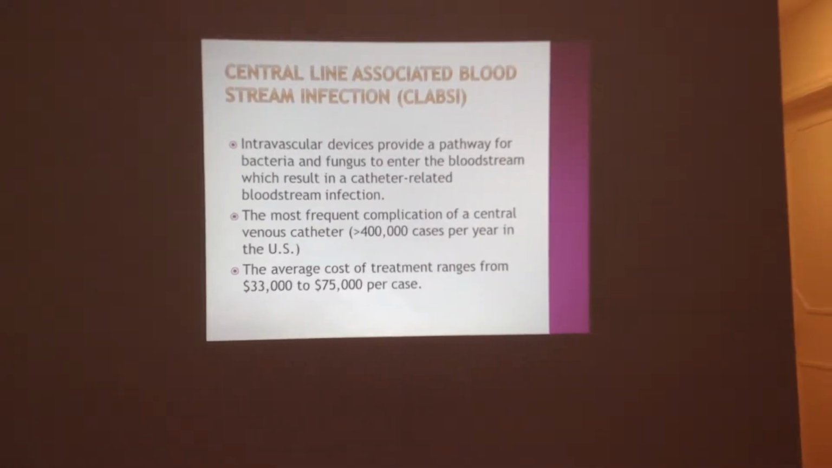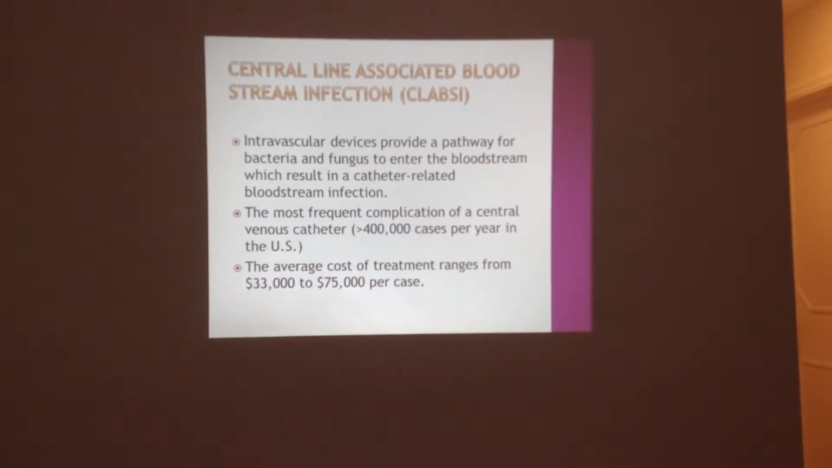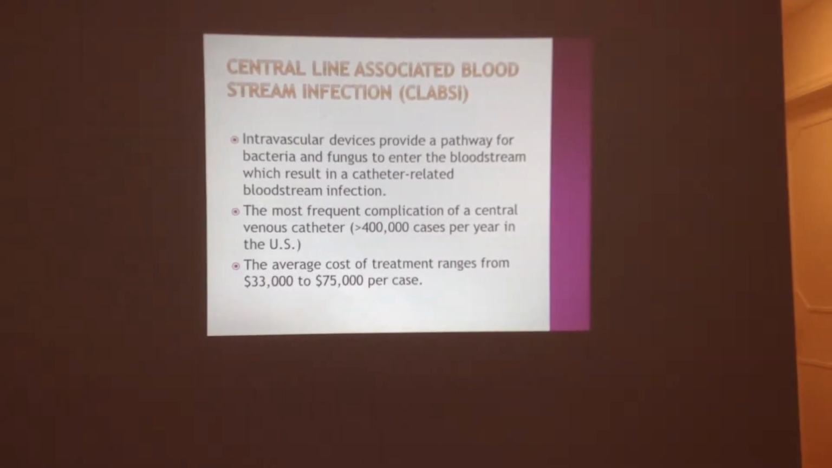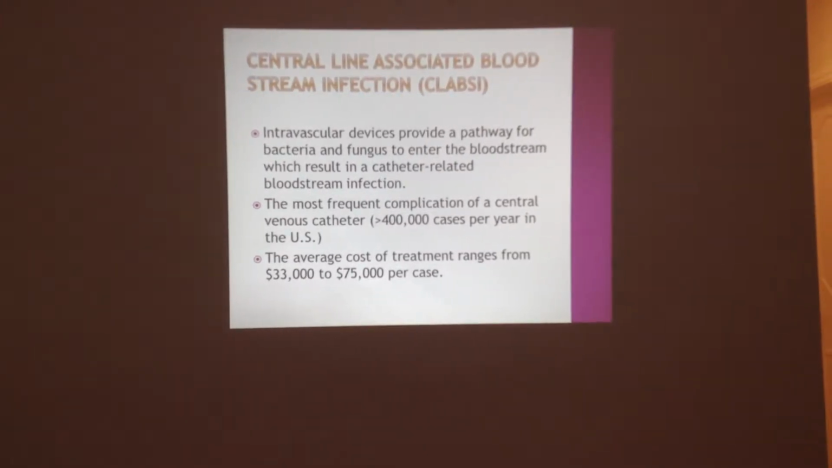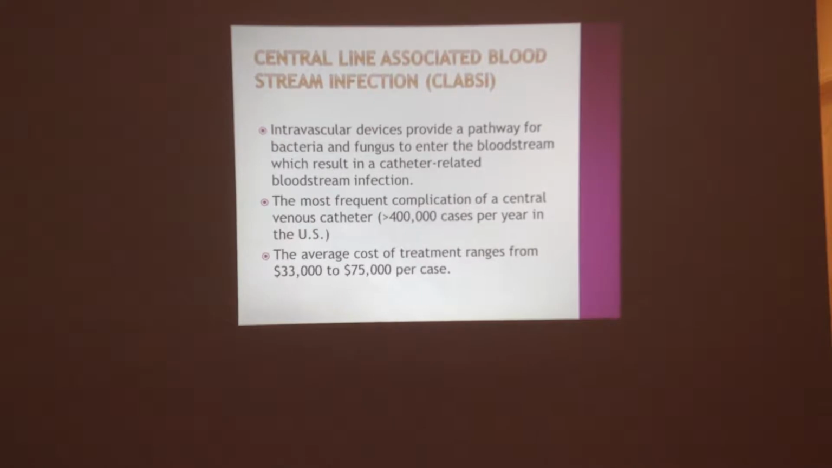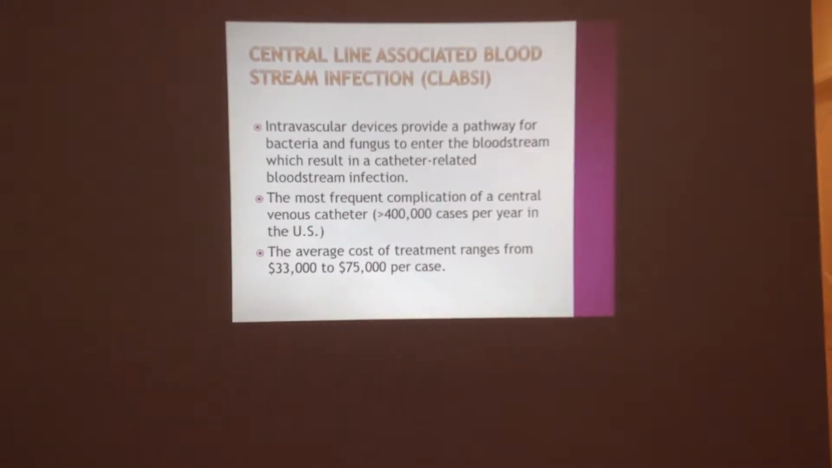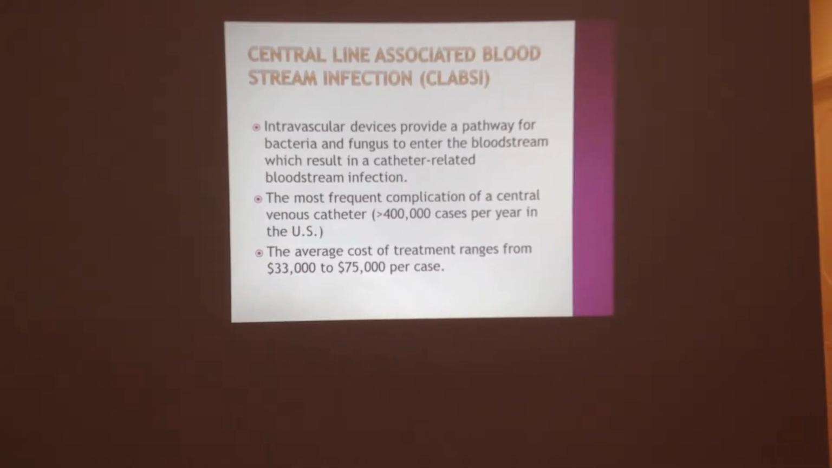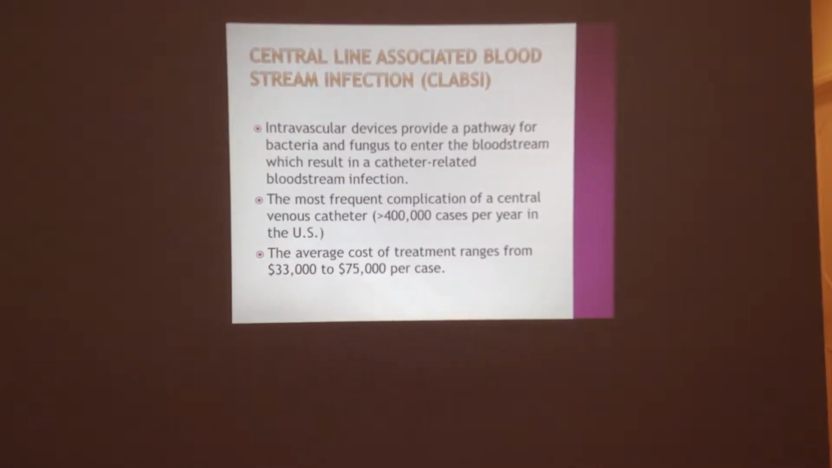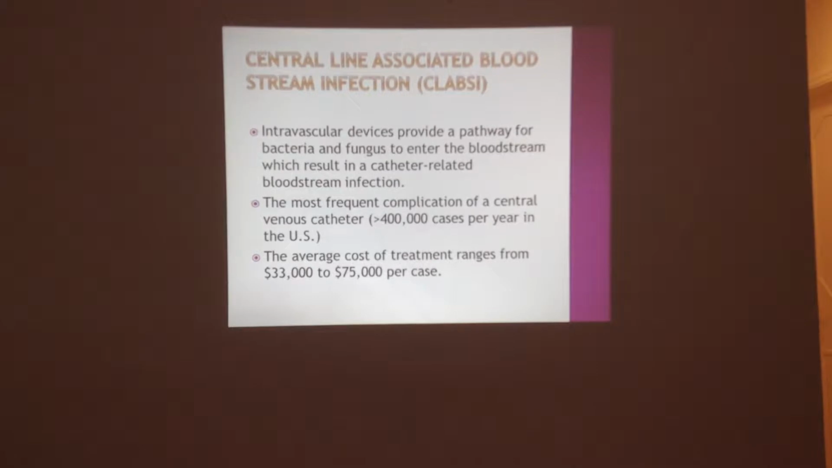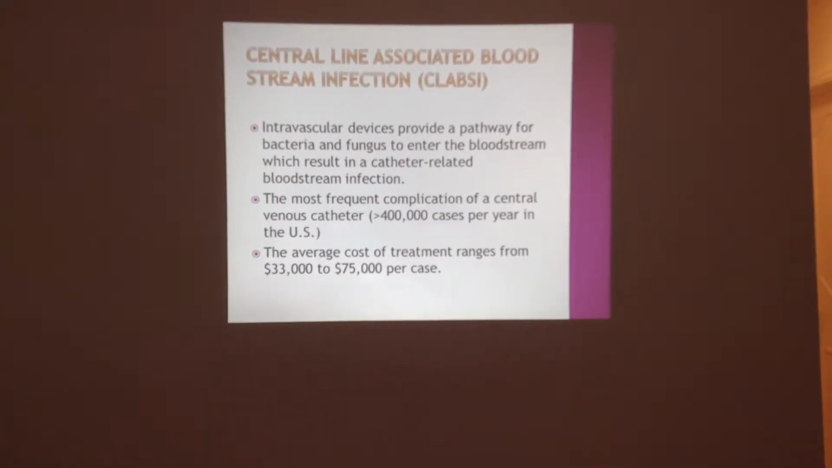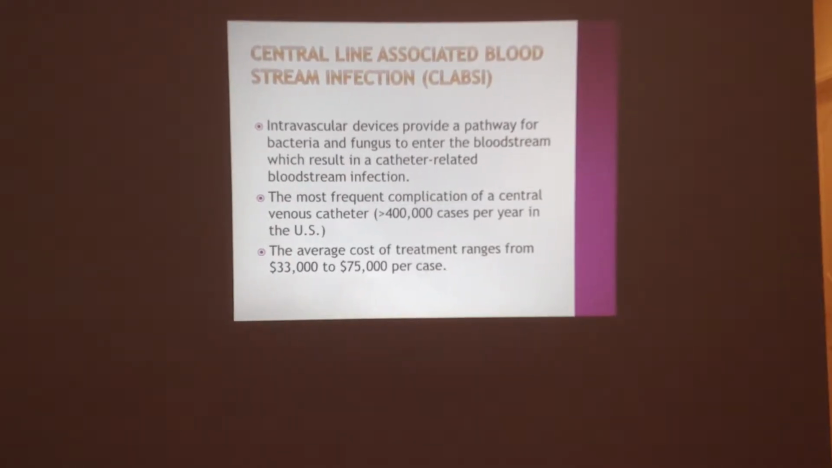Let's get started with central line associated bloodstream infection, also known as CLABSI. CLABSIs are the result of an intravascular device being inserted in your patient, which creates a pathway for bacteria and fungus to enter into the bloodstream. It is the most frequent complication of a central venous catheter, and the average cost ranged from about $33,000 to $75,000 per case. So it's a very expensive infection.